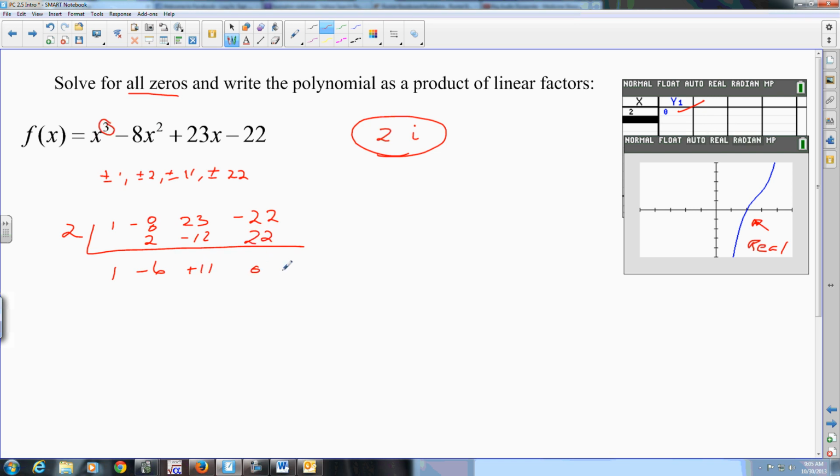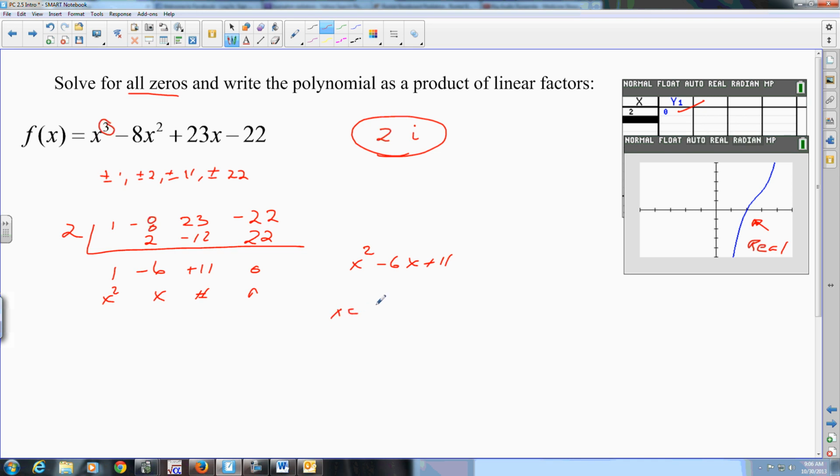So your answer, remainder, number, x squared. So you've got x squared minus 6x plus 11. You have to do the quadratic formula on that. There's no way it's going to factor. Otherwise, they would be showing up as real zeros.